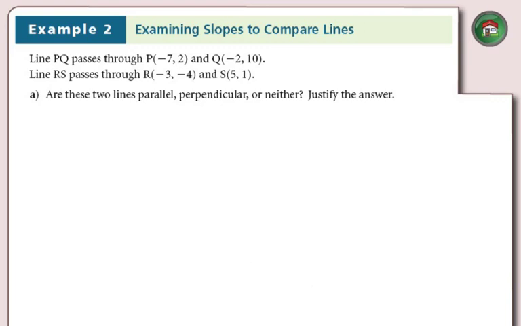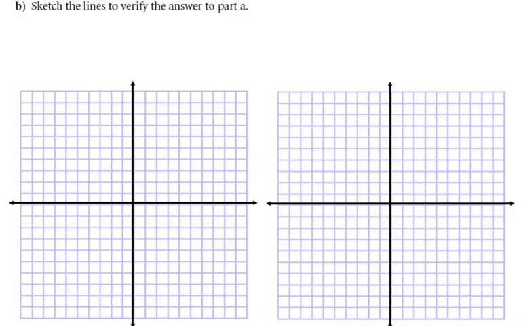Well, for them to be parallel, they would have to have the same slopes. For them to be perpendicular, they would have to have negative reciprocal slopes. And if they're neither, then the slopes will not actually have any kind of relationship between each other. So we'll start off by drawing the lines, which is on the next slide.